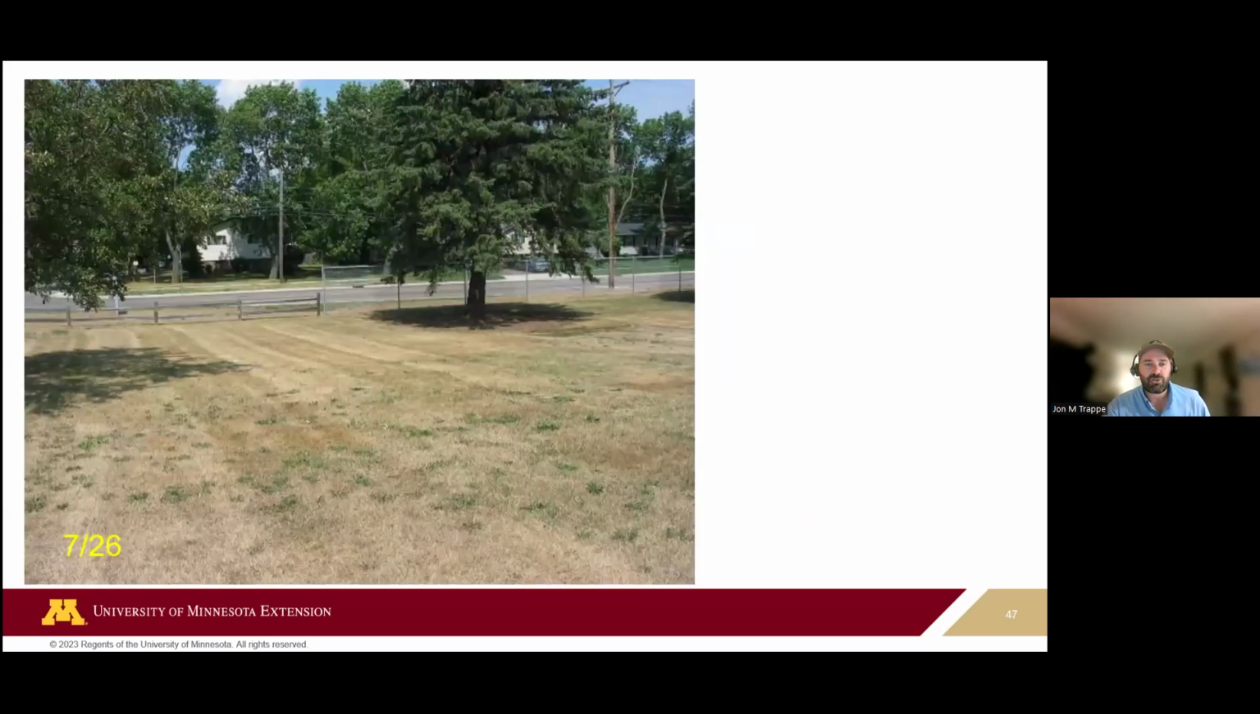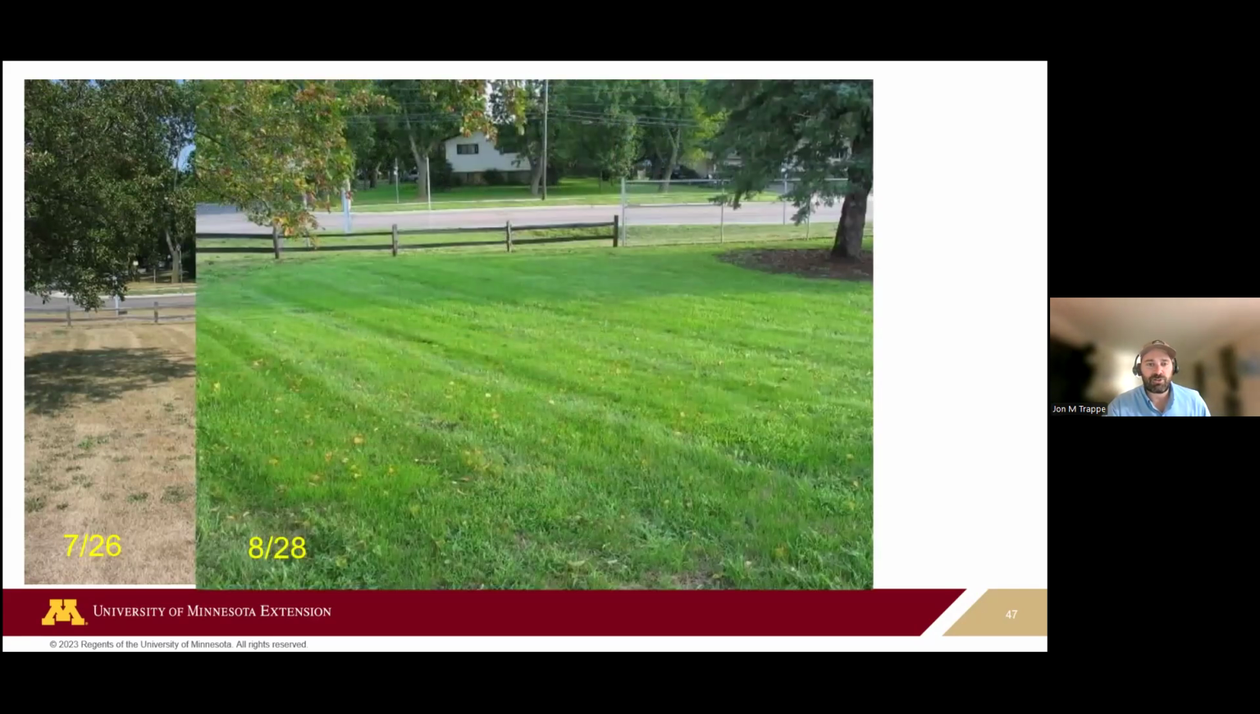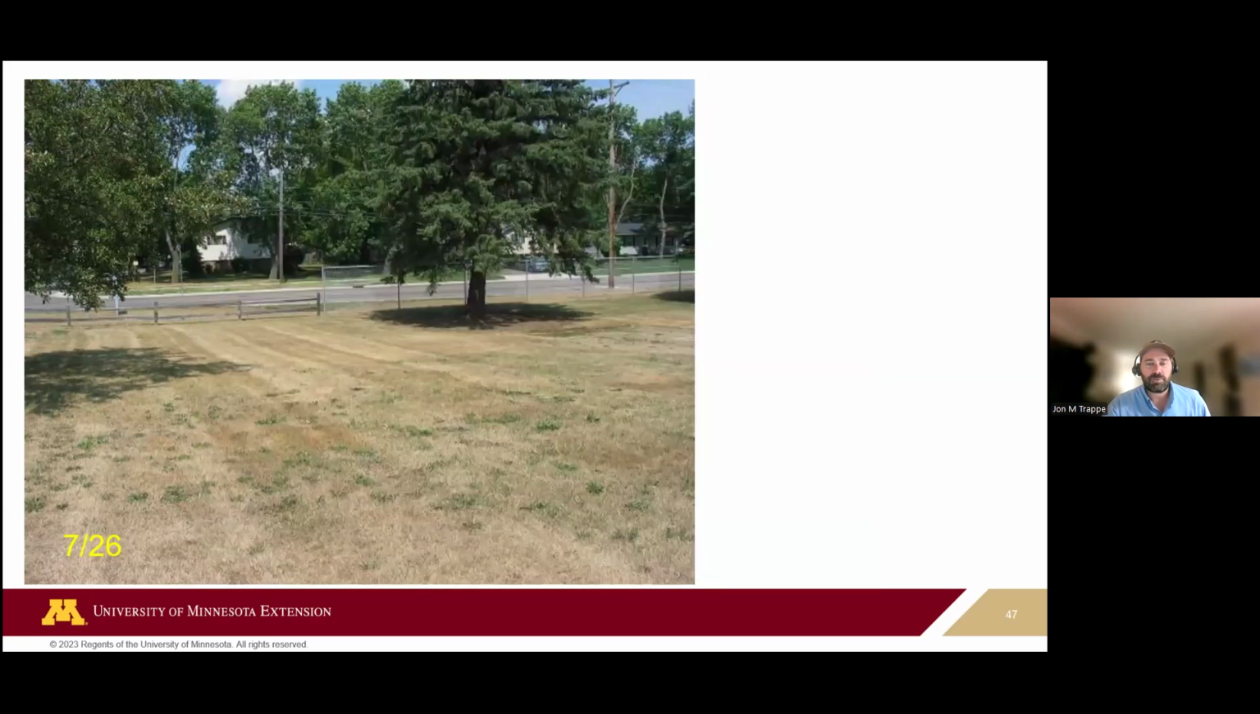Now, just because your lawn is drought stressed doesn't necessarily mean it's dead. This is an example of a lawn in St. Paul in late July. Here's what it looked like just over a month later once we started getting some more predictable rainfall. So just because it's brown doesn't mean it's unhealthy.